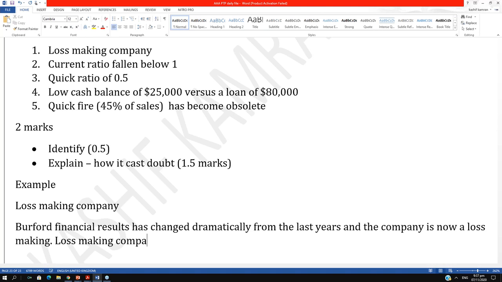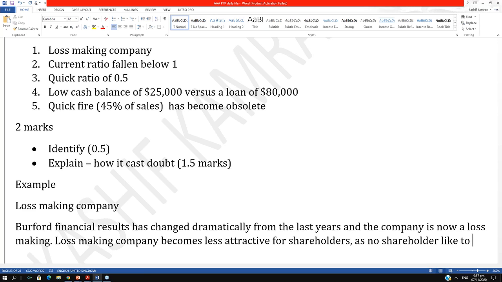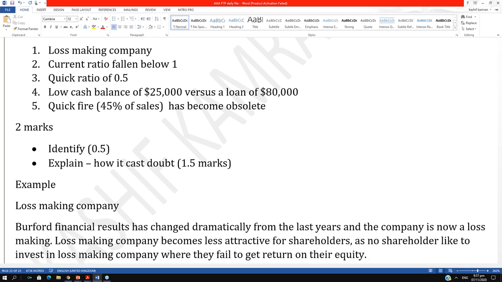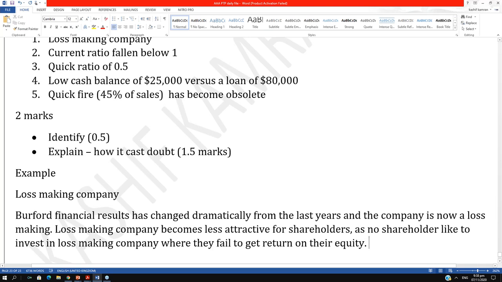A loss making company becomes less attractive for shareholders, as no shareholder would like to invest in a loss making company where they fail to get a return on their equity. So will the shareholders be happy? Will they keep their investments in Burford? Will they think about selling their investments in Burford? So do you believe that can be a consequence when a company becomes loss making? So a loss making company becomes less attractive, right? And no shareholders would like to invest in a loss making company where they fail to get a return on their equity. Full stop.